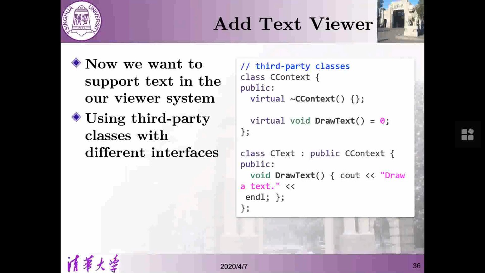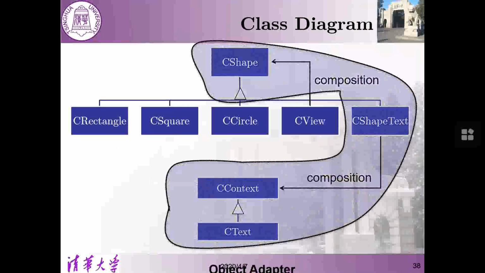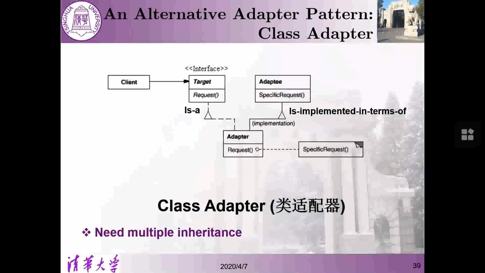Then if we want to draw text, how do we do that? We have some third-party class which can draw text. Then we can add a new adapter class like this. This class will adapt from this third-party text class to our requirement. Okay, due to time limit, we do not have time to finish this.